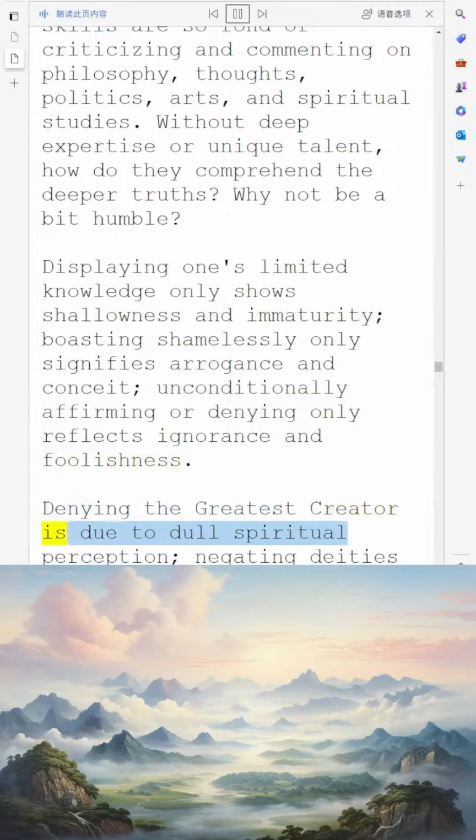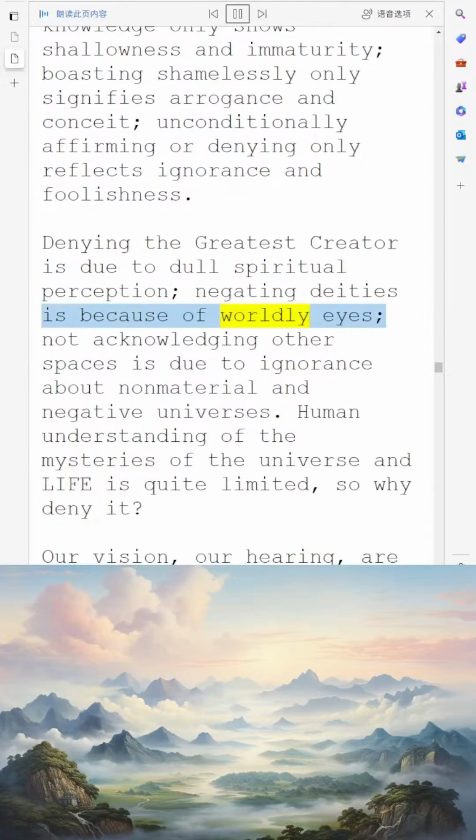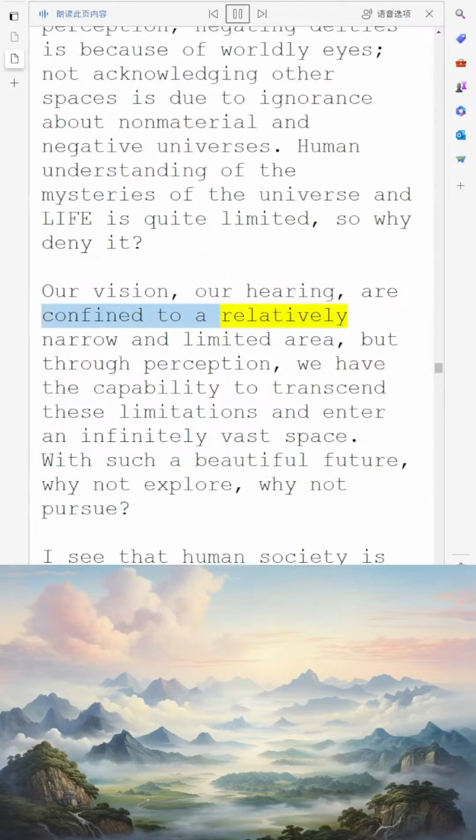Denying the greatest creator is due to dull spiritual perception. Negating deities is because of worldly eyes. Not acknowledging other spaces is due to ignorance about non-material and negative universes. Human understanding of the mysteries of the universe and life is quite limited, so why deny it? Our vision and our hearing are confined to a relatively narrow and limited area, but through perception, we have the capability to transcend these limitations and enter an infinitely vast space. With such a beautiful future, why not explore?